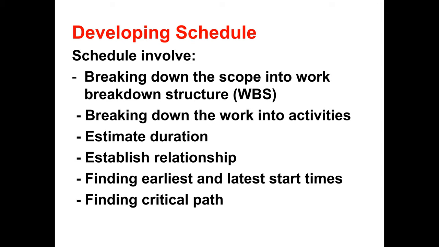We have to follow this: first the work breakdown structure, then break down the work into activities, estimate the duration of each activity, establish their relationship, and find the early start time and late start time of all activities in the network diagram. Then find the total float and finally the critical path in the schedule.